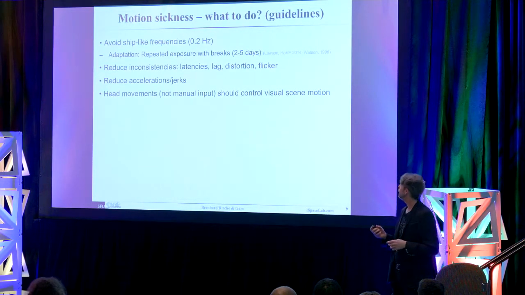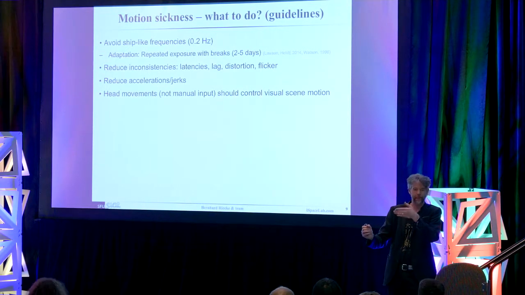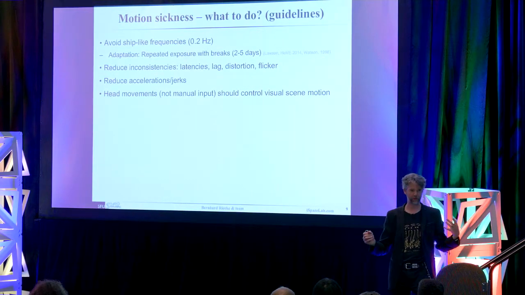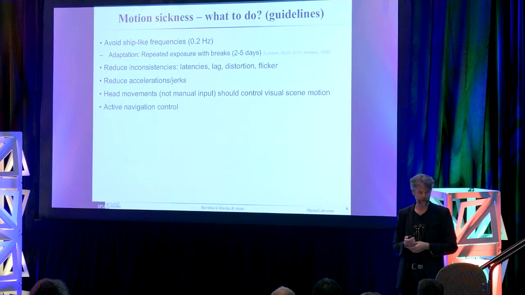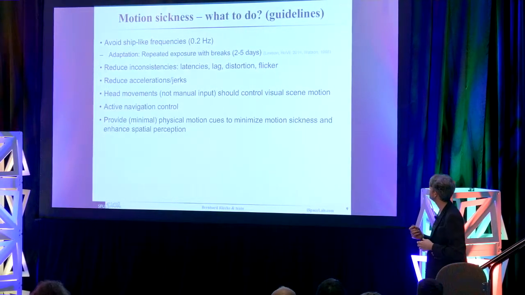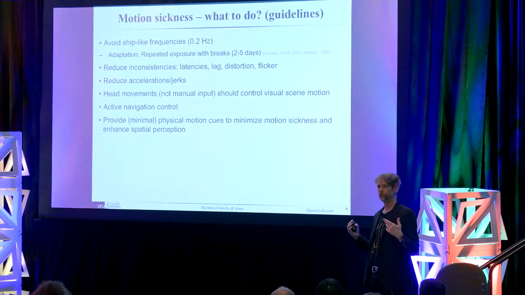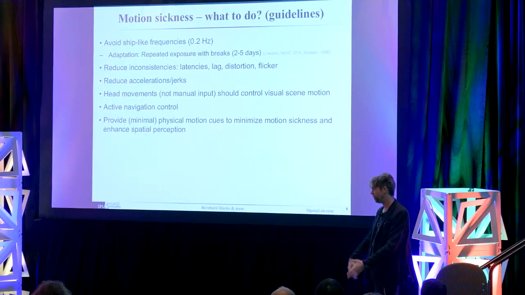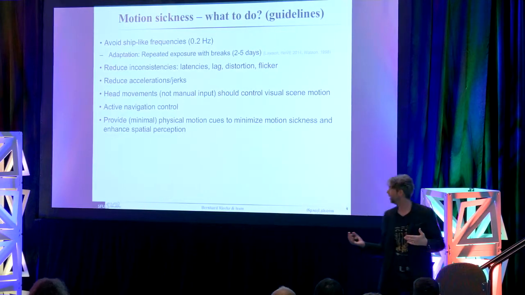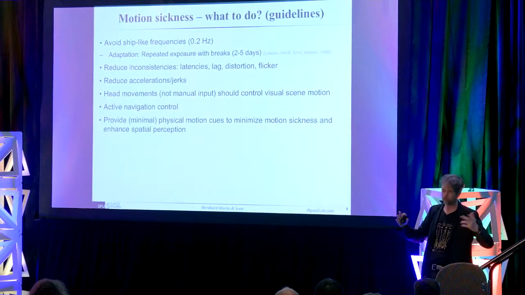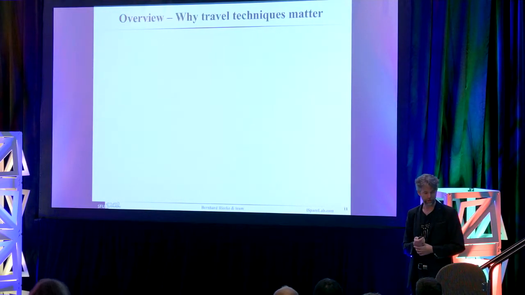But basically, try never to use your joystick to move the camera when you have a really immersive wide field of view display, because normal joysticks would be way too fast. So there are lots of issues there. Active navigation control can help, and, as you mentioned, at least some minimal physical motion cues. If you just have a simulation of a small environment, yes, you can just do free space walking, that works, but it doesn't work if it's a larger building. I'll talk about some techniques for how you could get around that. And there's, of course, lots of further information and books on this.